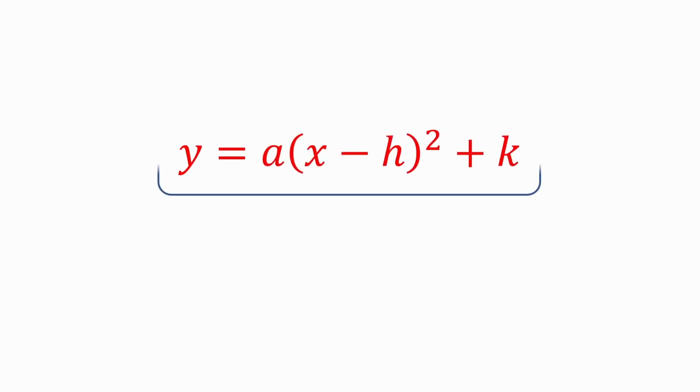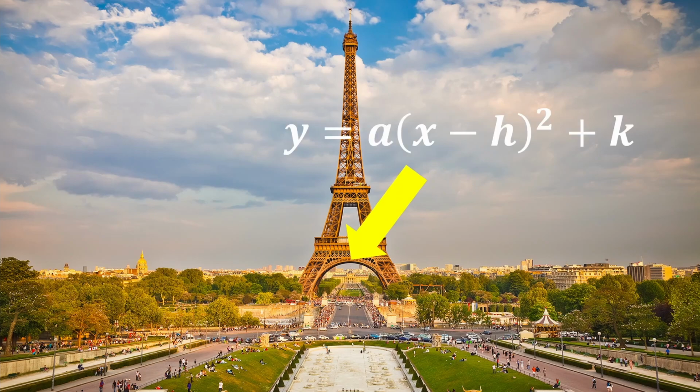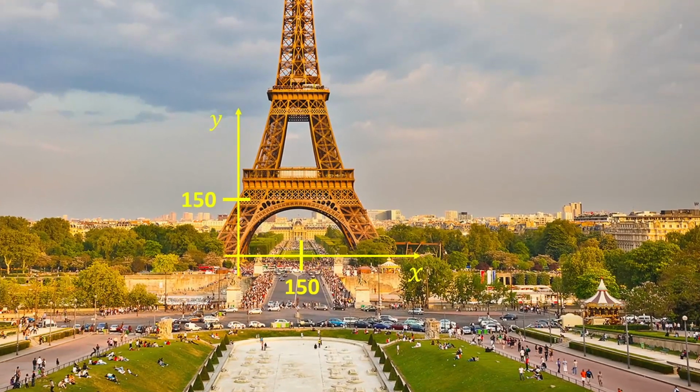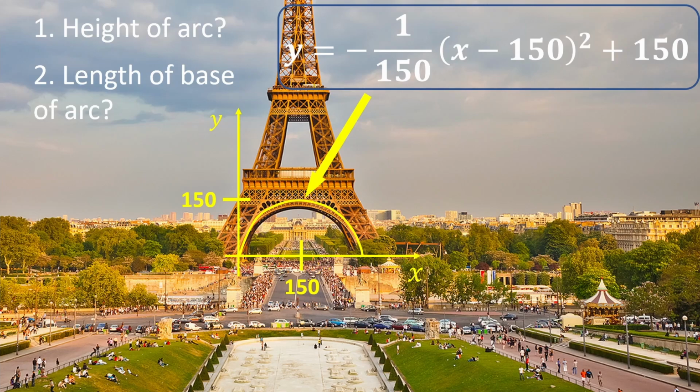This is the vertex form of a parabola, and it's on almost every SAT, usually reserved for the hard SAT math questions. The arc beneath the first platform of the Eiffel Tower is actually a parabola, and this is the vertex form of a parabola. The vertex is located at coordinates h, k. Suppose you were told that the equation modeling this arc was given as shown. Two things you could find out from this equation would be the height of the arc from the ground and the length of the base of the arc.